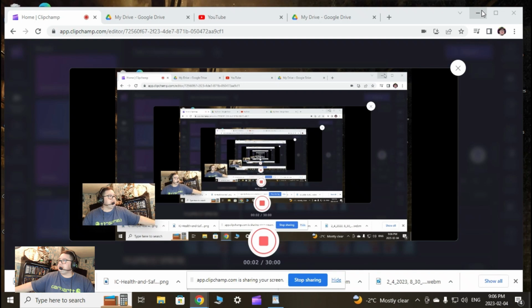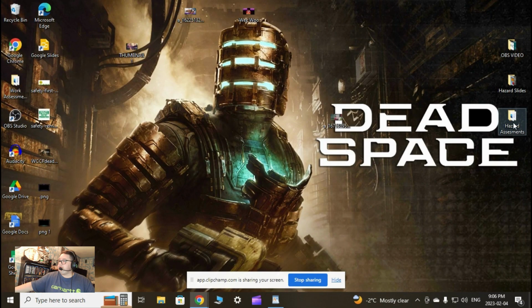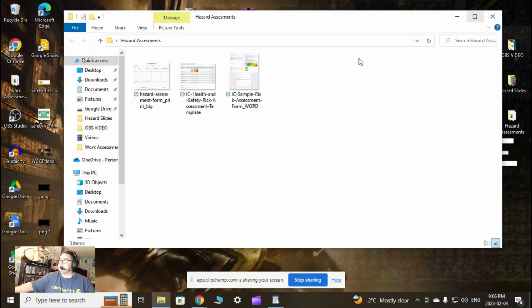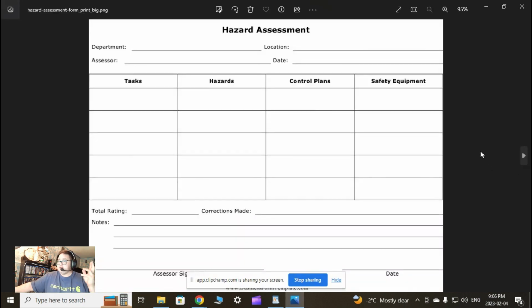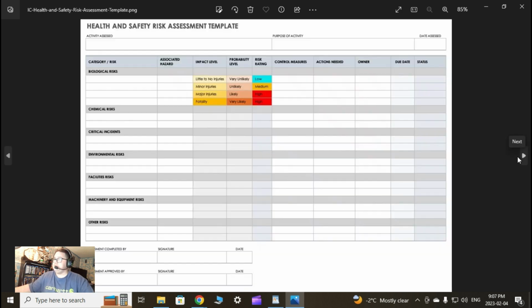All right, it's field trip time. I found 3 hazard assessments that I liked, so we're going to take a look at them. So here, hazard assessment, it's very, very simple. What the task is, what the hazards are, control plans, safety equipment. You can change this up, you can add to it. There's no number correlations to signify your total risk. It's a good start.